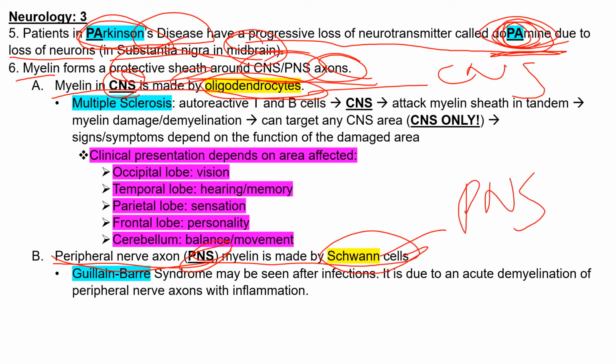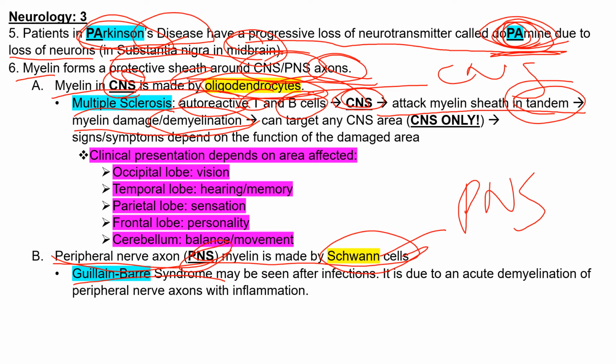Now, those two cells are very different, and you've studied them in your anatomy courses. What really matters here is the difference between multiple sclerosis and Guillain-Barré syndrome. In multiple sclerosis, we have damage to the CNS myelin. Myelin is attacked by autoreactive T cells and autoreactive B cells in tandem, one after another. And so there is myelin damage. When myelin is damaged, there is demyelination. Myelin is essentially damaged, so it doesn't exist anymore.